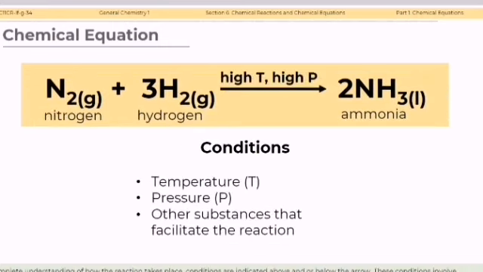For a complete understanding of how the reaction takes place, conditions are indicated above or below the arrow. The conditions involve temperature, pressure, and other substances that facilitate the reaction.